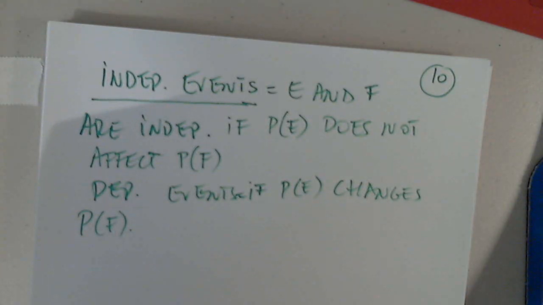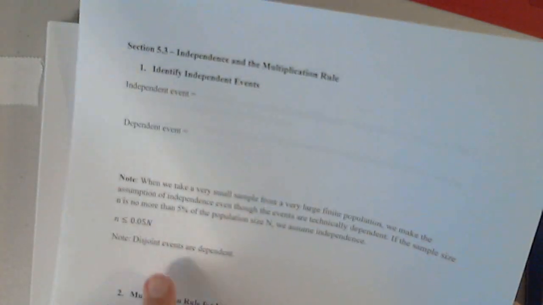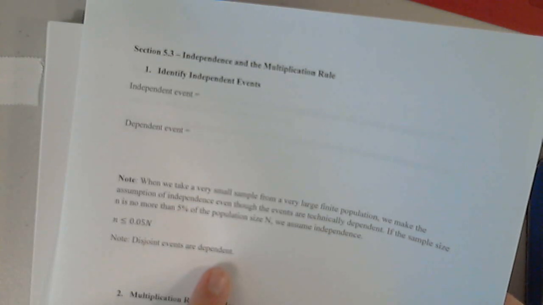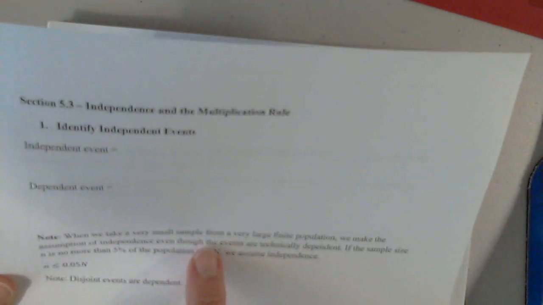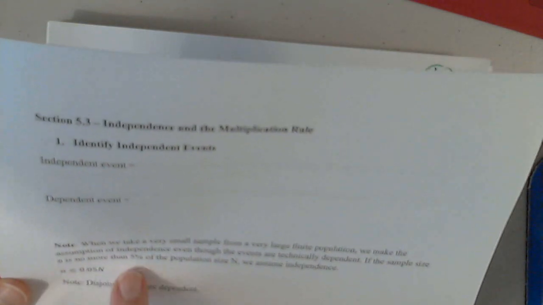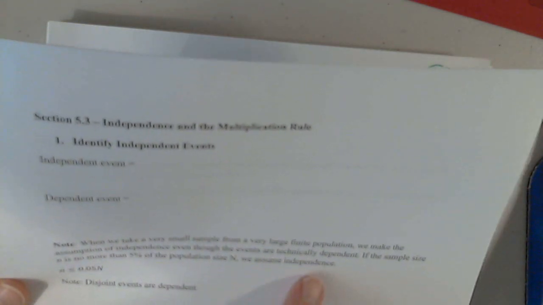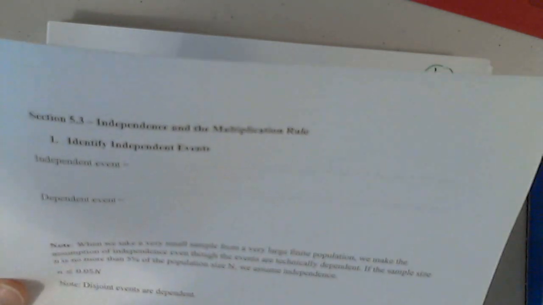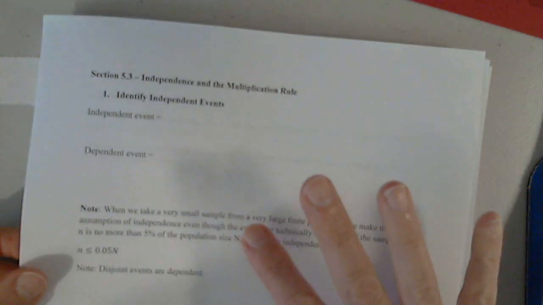They are dependent. And there are two notes here. One that is very important: joint events are dependent. They are not independent. And the other note is something that we are going to use later, so this is not for today, but I put it in here. When we take a very small sample from a large finite population, we make the assumption of independence, even though the events are technically dependent. If the sample size n is no more than 5% of the population size, we assume independence. If it's more, we assume dependence. So I'll come back to this later. I just wanted to put it out there.